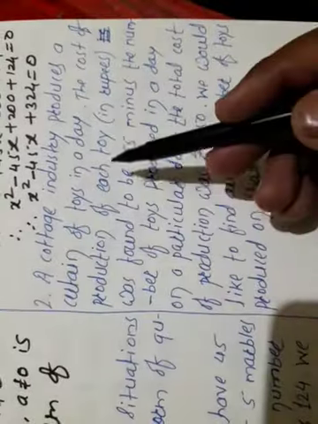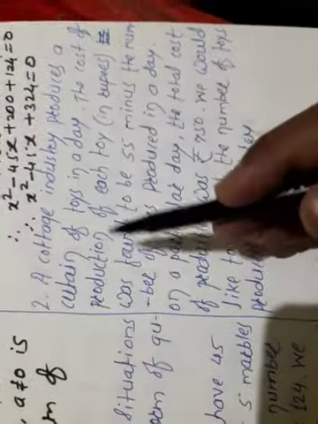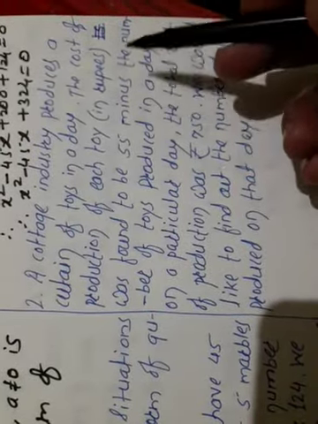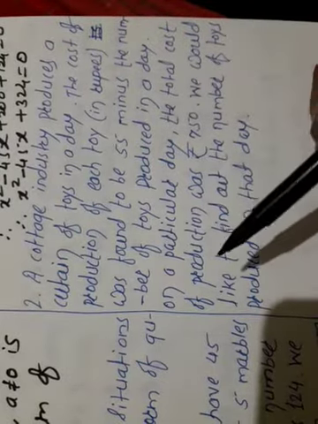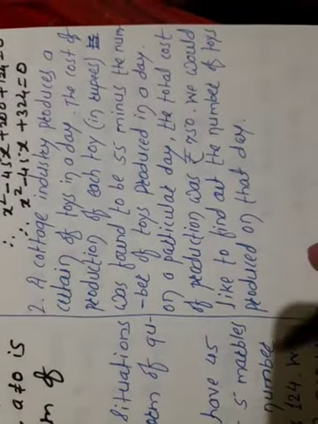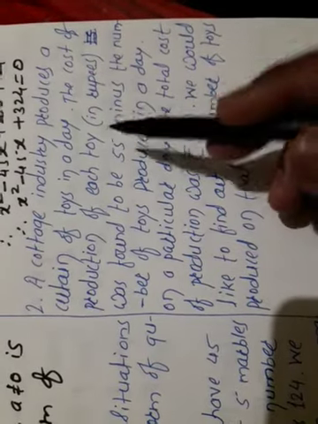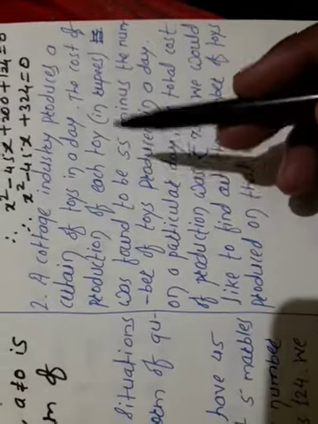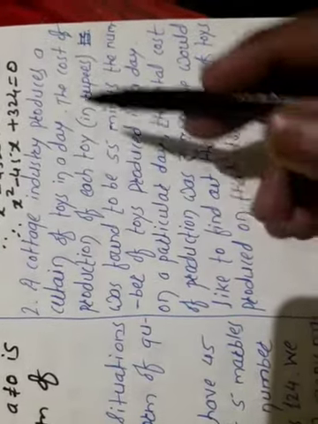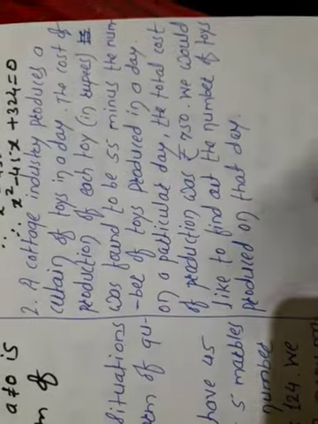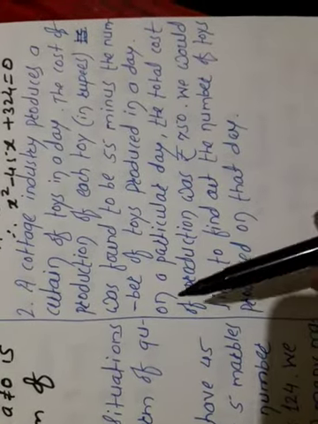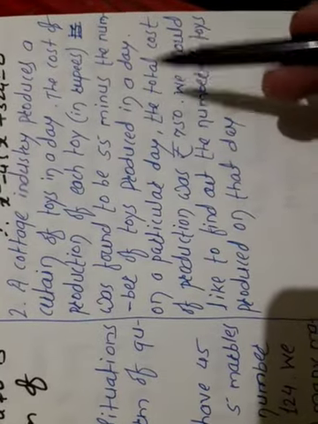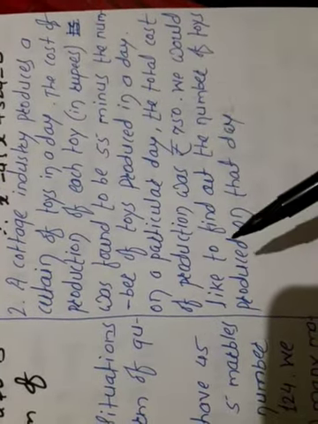The cost of production of each toy was found to be 55 minus the number of toys produced in that day. Look here, it's very important: the cost of production of each toy. Then on a particular day the total cost of production is given over here, 750 rupees.